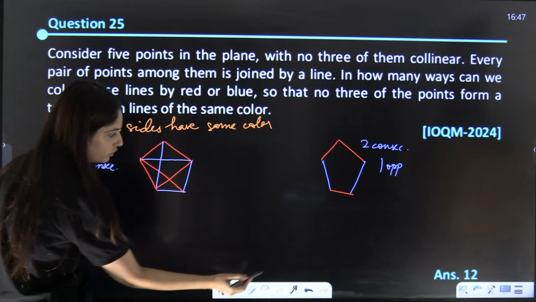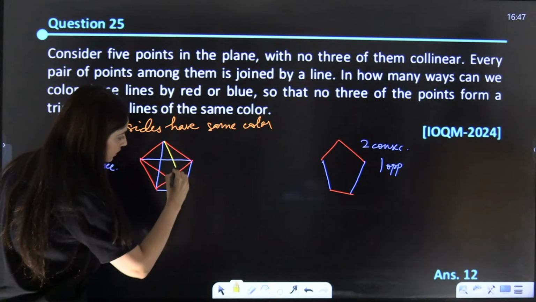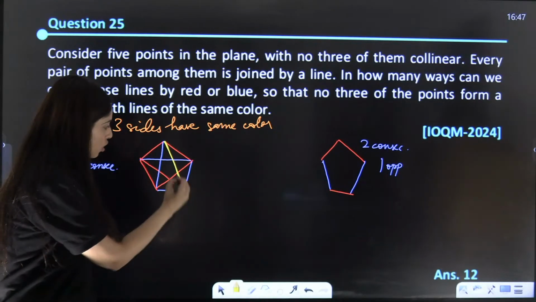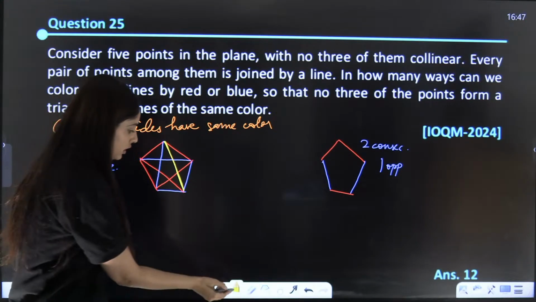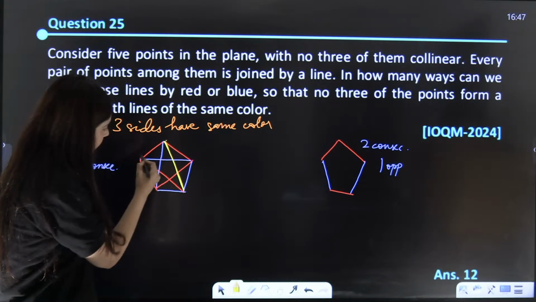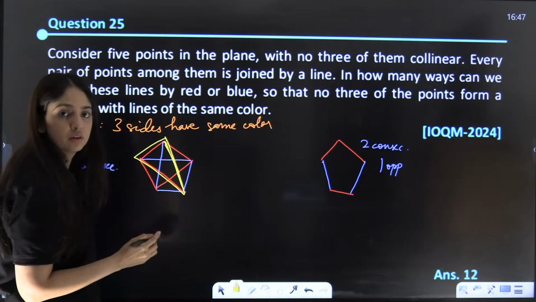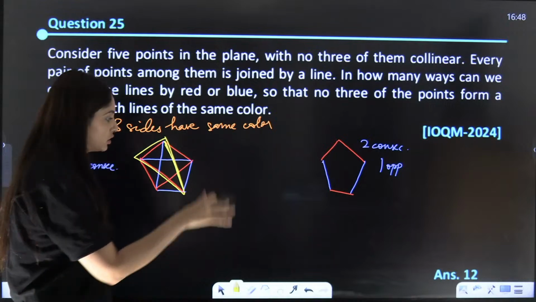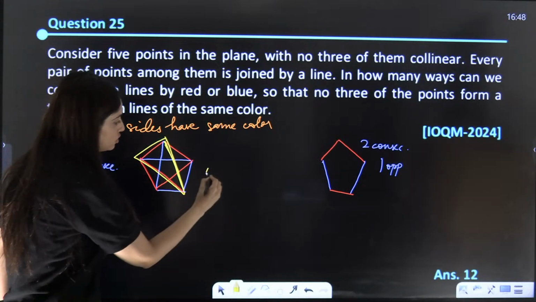Now this last remaining diagonal, the yellow one: if I make this blue, then this triangle in the middle will be blue, so it cannot be blue. If I make this red, then this triangle here will be red, which is again not allowed. So that means there is no possible configuration for coloring these such that our condition is met. So 0 again.